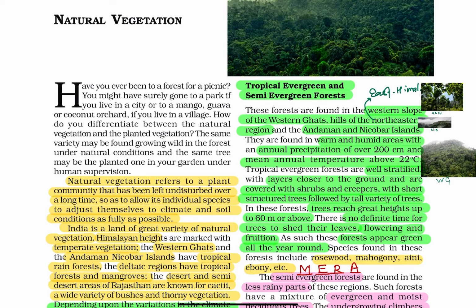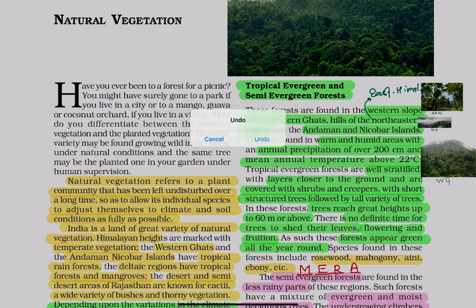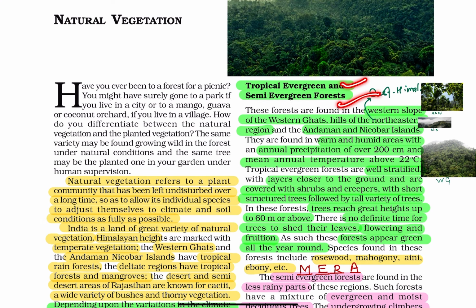I hope you all have seen the introduction video. Now we'll start with the forest. The first one being the tropical evergreen and the semi-evergreen forest.